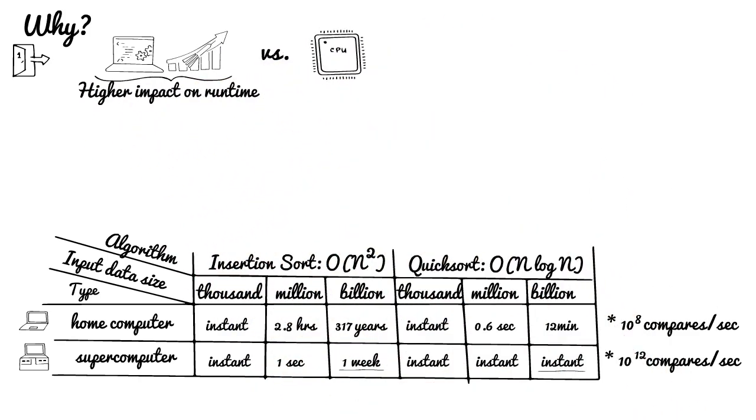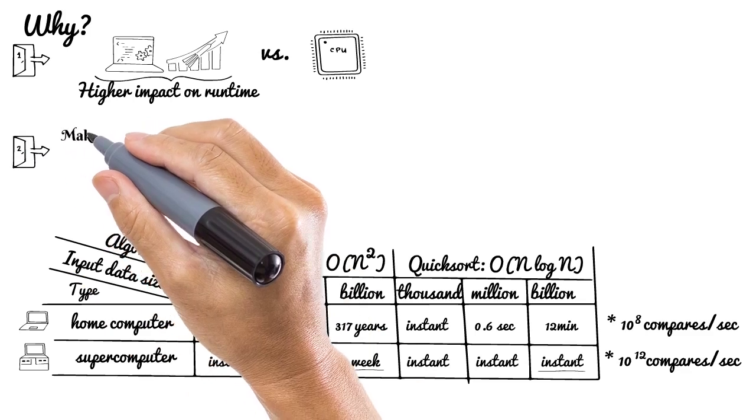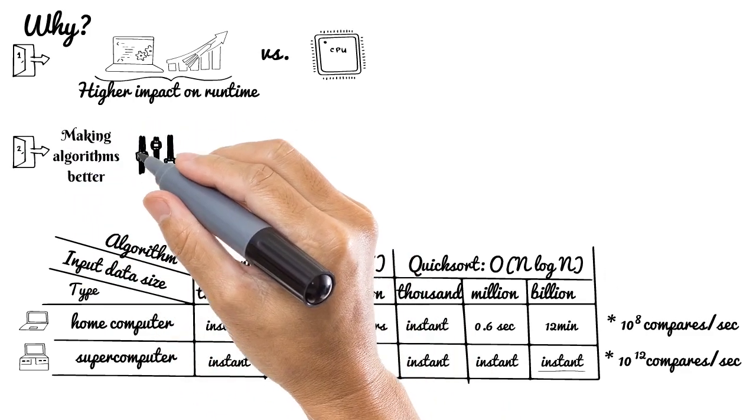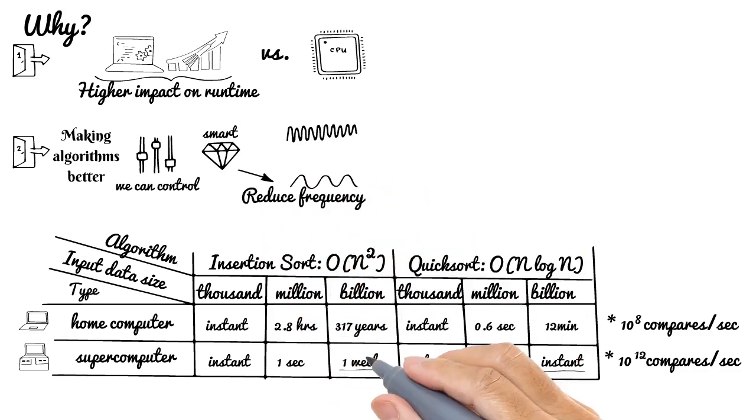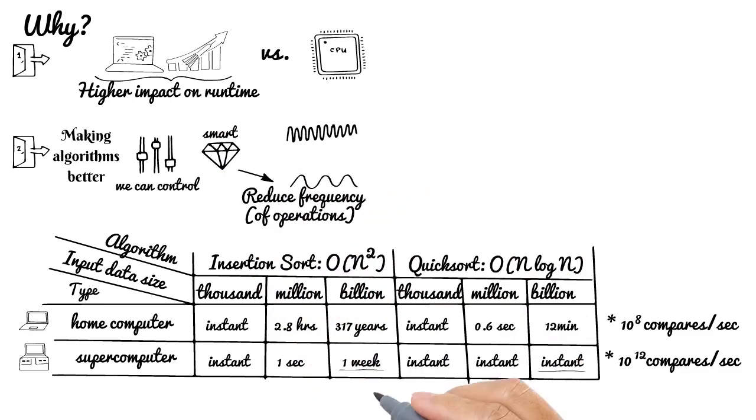As I mentioned earlier, if you have exponential or factorial Big-O types of algorithms, even a supercomputer could never finish them, even with input data of size 1000. Second outcome: making algorithms better is something that we can control and try to implement, compared to other system-dependent and system-independent factors impacting overall runtime. Smart algorithms can reduce the frequency of operations to speed up overall task execution. That's how we move from slower to faster order of growth types.